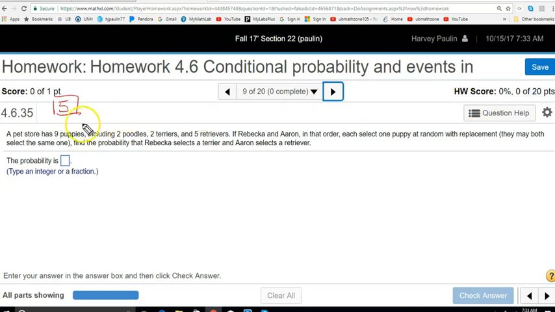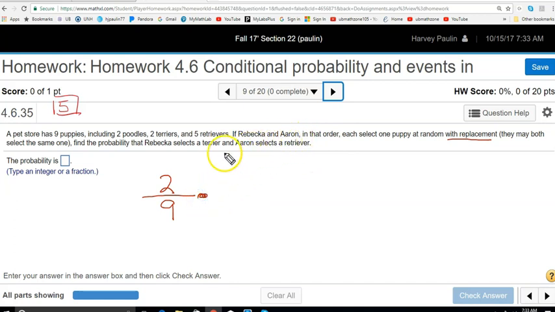Now in example 5, we have a pet store that has 9 puppies. So our sample space is 9. That is 2 poodles, 2 terriers, and 5 retrievers. Now Rebecca and Aaron, in that order, each select one puppy at random, but with replacement. Find the probability that Rebecca selects a terrier. So let's do Rebecca first. A terrier, there's 2 terriers out of the 9, but then there's going to be replacement.